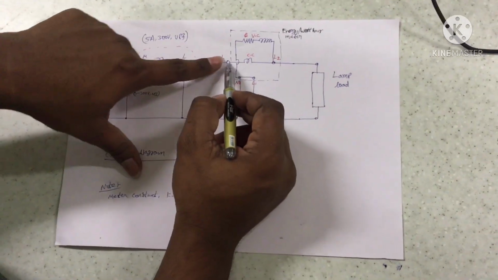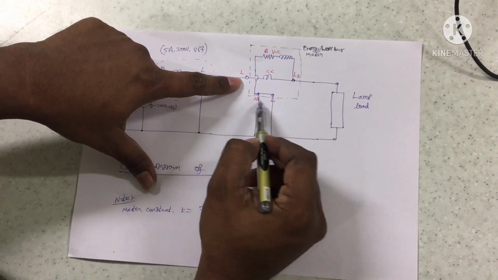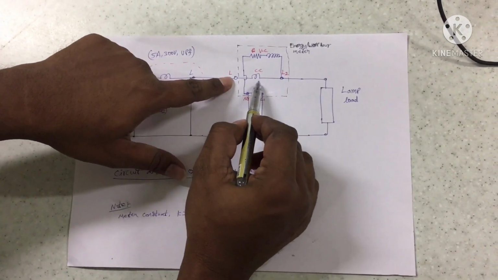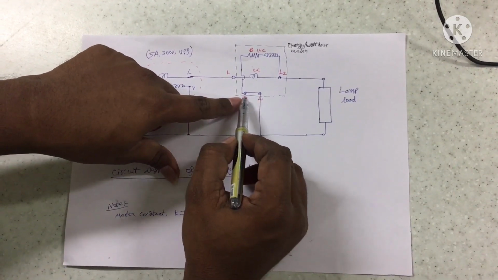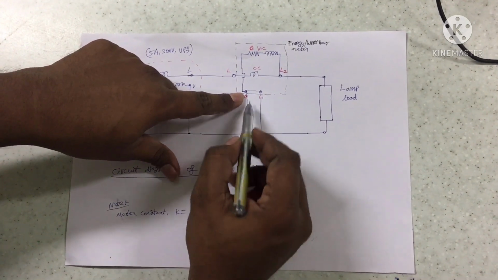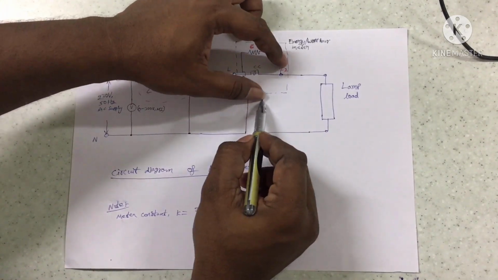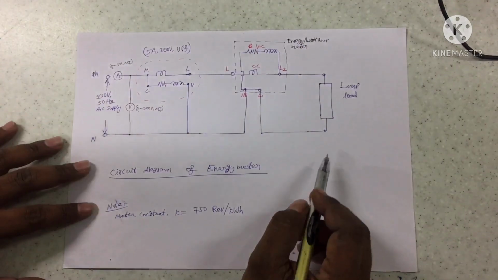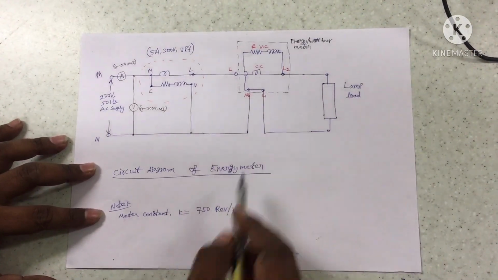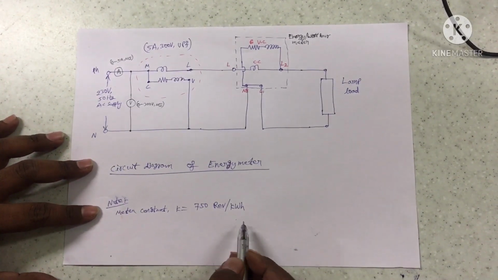In the energy meter there are four terminals: L, L2, neutral terminal and L1 terminal. In between L and L2 there is a current coil, and in between the NE neutral terminal and L2 terminal there is a voltage coil. Here NE terminal and L1 are shorted. The L2 terminal and L1 terminal are connected across the load, and here the meter constant is given as K equal to 750 revolutions per kilowatt hour.